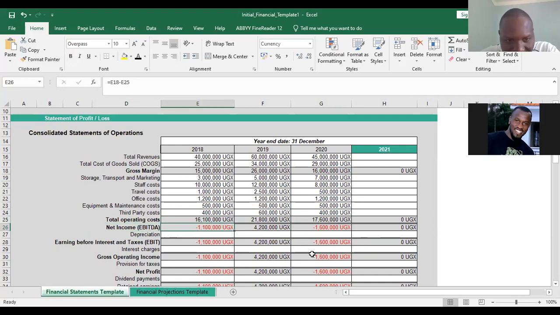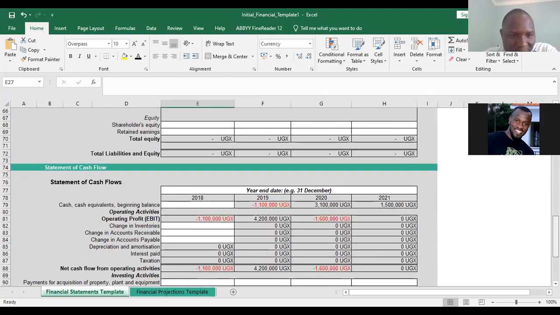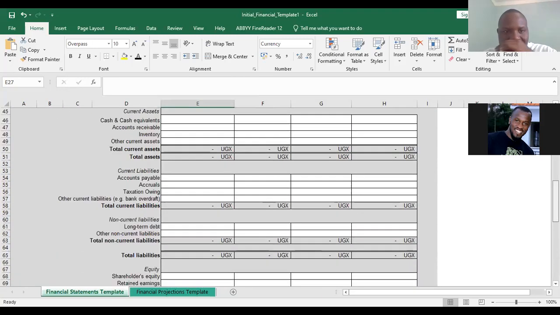I made a loss of 1.1 million. In year 2, I made a profit of 4.2 million. And on year 3, I made a loss of 1.6 million. Okay. And this is before I put depreciation. I don't know if here we have some working schedules.